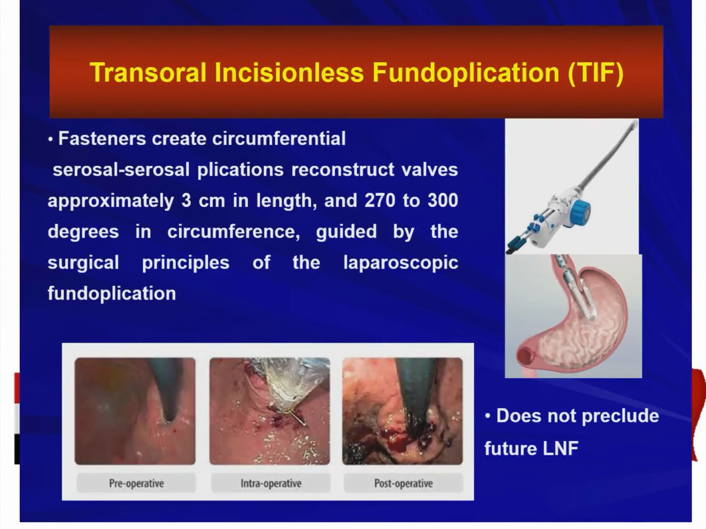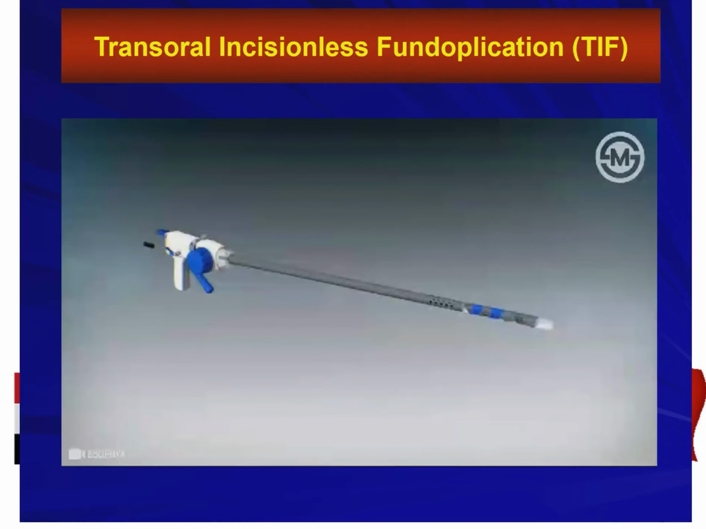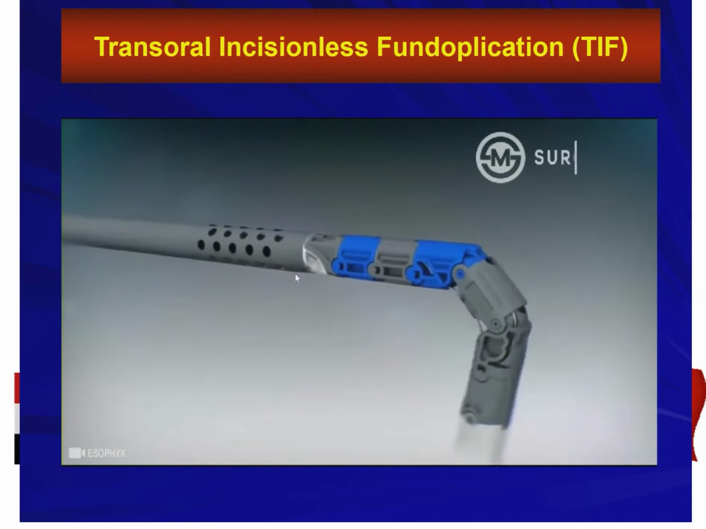The other plication technique is called transoral incisionless fundoplication, where fasteners create circumferential serosal to serosal plications, reconstructing valves approximately 3 centimeters in length and 270 to 300 degrees in circumference, guided by the surgical principles of laparoscopic fundoplication. And this device can also reduce small-sized hiatus hernia. This is also a video about the rationale of this technique.